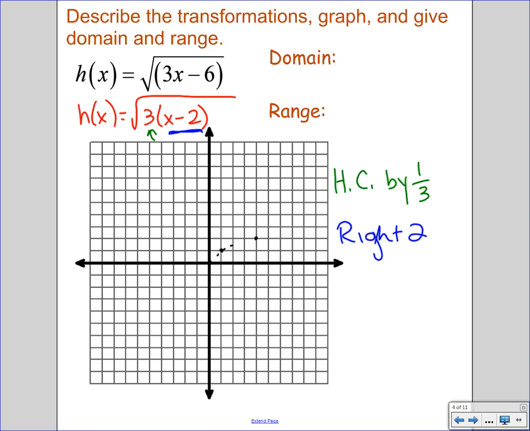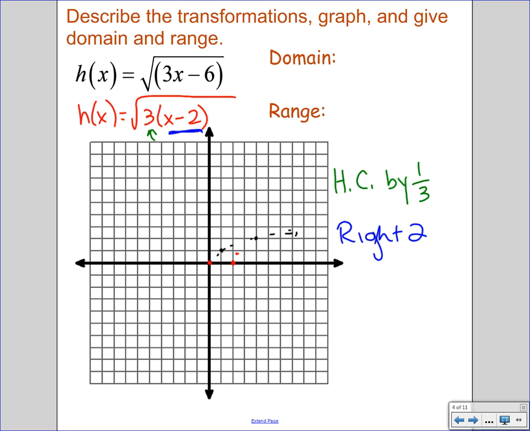You don't have to put it in, but you might want to put it in and then maybe erase it. Take that point 0, 0 that you had, shift it right 2. Now a horizontal compression by 1/3. That means that I go up 1, but over only 1/3. Try and put that in as best you can.